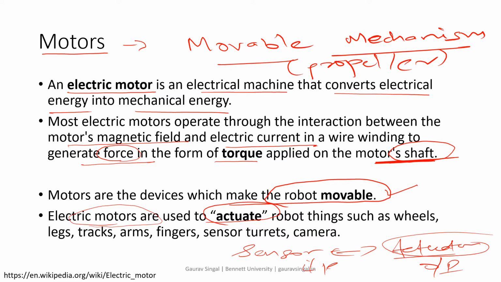It can actuate robot things such as wheel, leg, track, arm, finger, sensor, turret, camera. All these things can rotate with the help of motor. Suppose you can think like how camera is moving, how camera is used with motor. So like we are using some kind of gimbal. Maybe like you can see when we want to rotate a camera from one position to other position, then we can use a motor to rotate the camera.